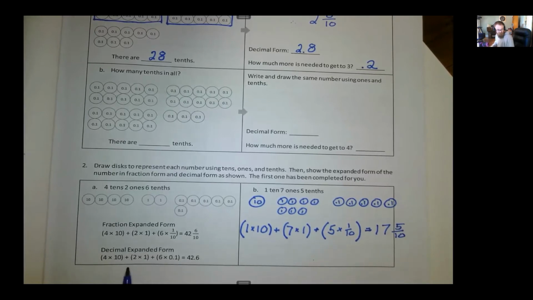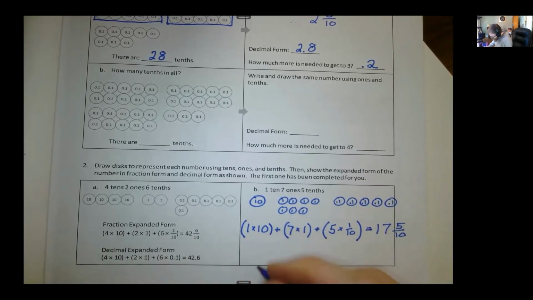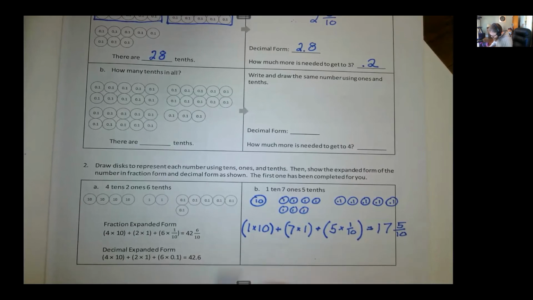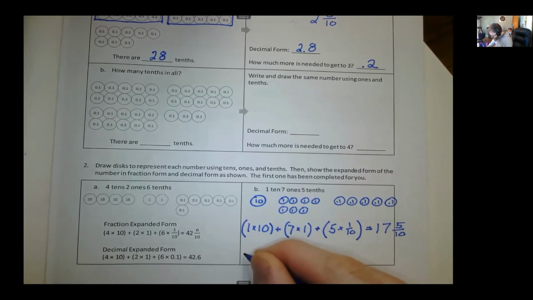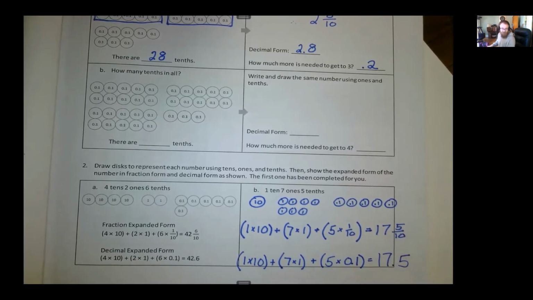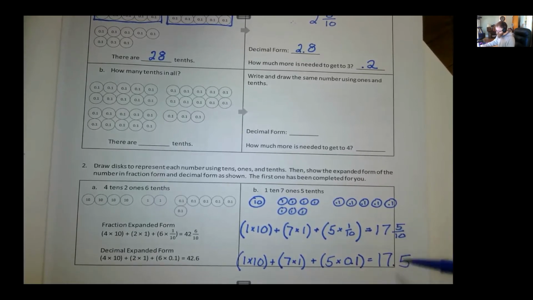To show it in expanded form is the same for the whole numbers until you get to tenths. And then if you're showing the tenths as a decimal, it looks a little bit different. So for decimal expanded form, we have 1 times 10 plus 7 times 1 plus 5 times 1/10 equals 17 and 5/10. Remember, the values are the same. This is 2 different ways of showing the same value.